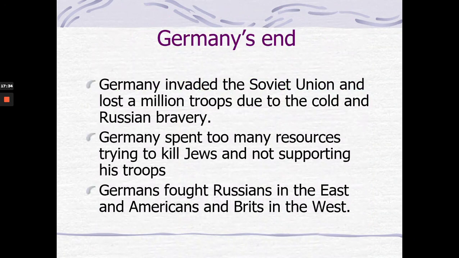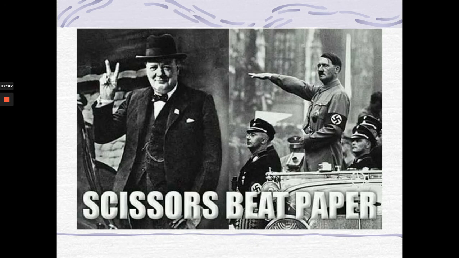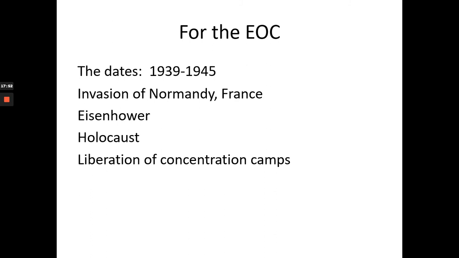Okay? So Germany's end. Germany lost World War II. The Soviet Union did most of the work. We did most of the bombing. We did do some work, but the Soviets are the ones that lost the most people. Okay? So in summary, for the EOC, you need to know the dates. Invasion of Normandy, France, opened up a second front. Eisenhower, the Holocaust was after the Jews, and the liberation of concentration camps.